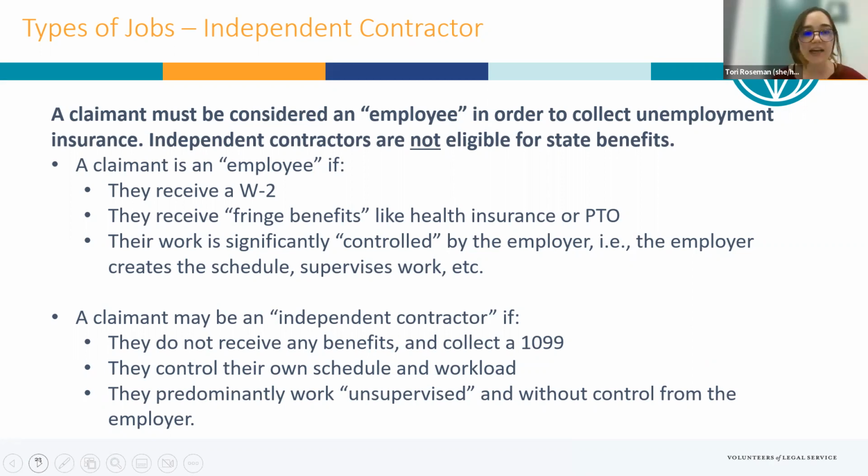Whereas a claimant is an independent contractor if they don't receive any of those fringe benefits, if they collect a 1099, if they create their own schedule. Really what the Department of Labor accounts for is supervision and control, right? So how much control does the employer have versus how much control does the worker have in terms of their work? These are just some nuances that we want to point out, just so that it's clear that maybe even if you do collect a 1099, you may be considered an employee. Again, there's a lot of factors that the Department of Labor accounts for. So we want to make that clear for claimants who perhaps fall somewhere in the middle of these two.